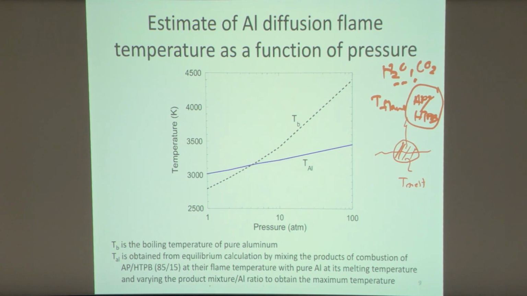And what you found then is here's the boiling point temperature of aluminum, and here's the temperature I calculated, which was the maximum temperature of this molten aluminum burning in the products of AP HTPB, following this curve here. And so again, you can see I get this crossover temperature at about 7 atmospheres. So if I'm burning the aluminum in the products of a binder AP system at low pressure, I'm going to have detached flames likely. But if I get much higher, I'm going to see the surface reaction that potentially could occur.